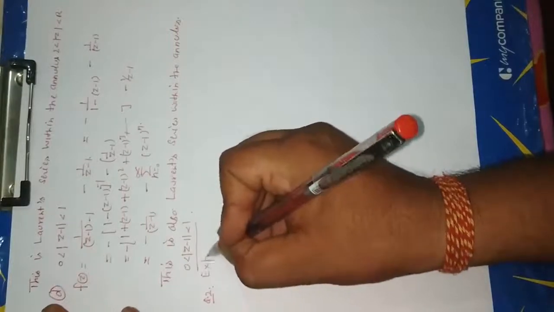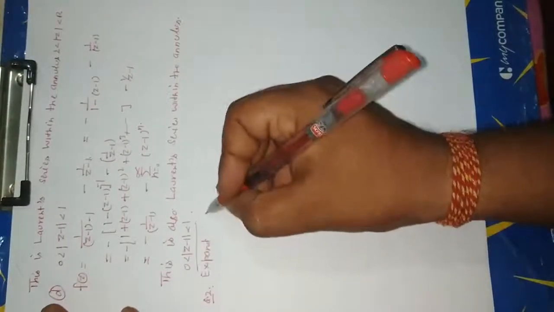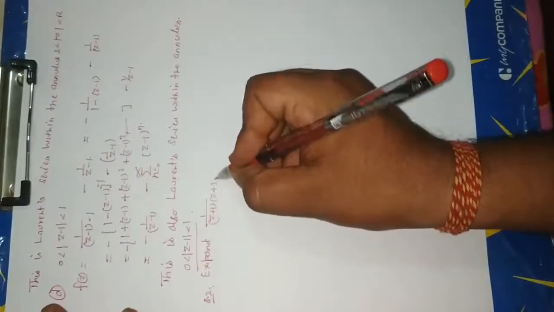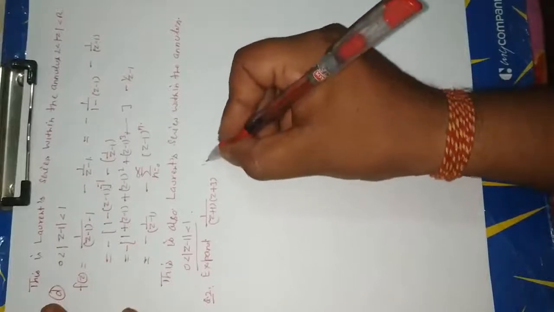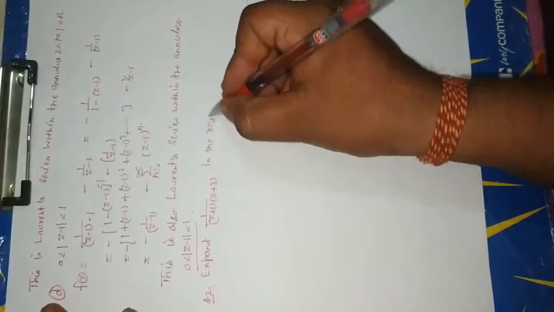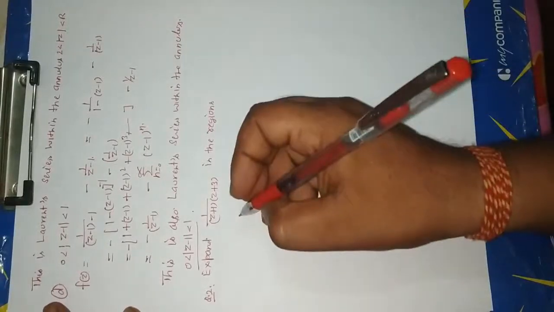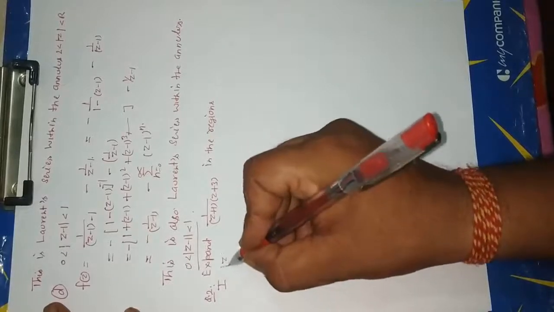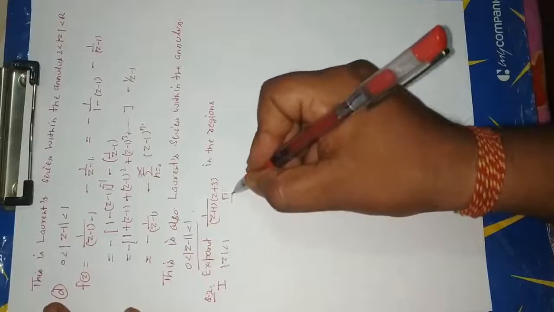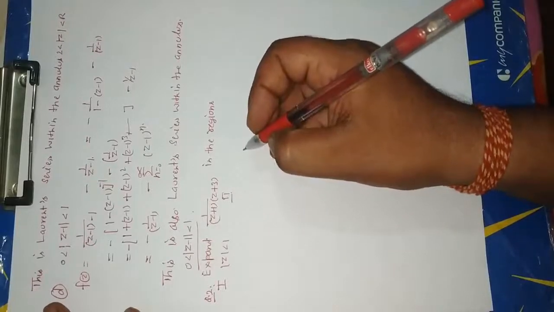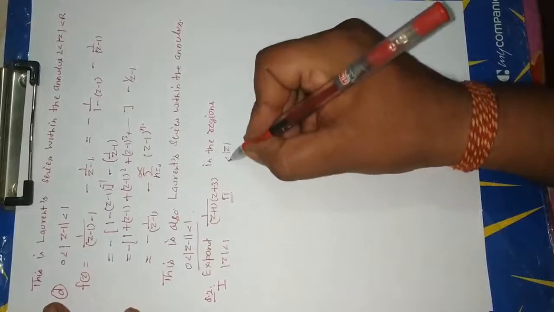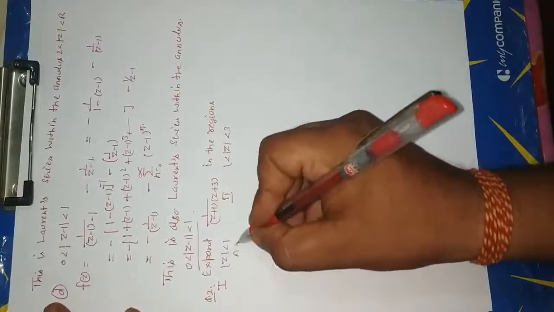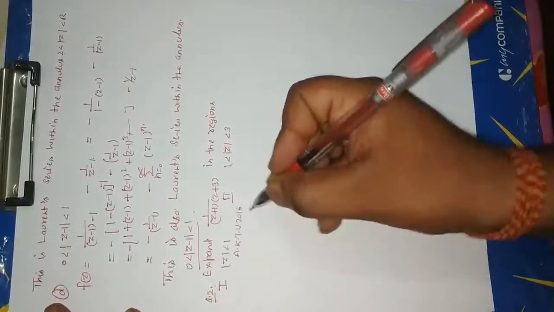Expand 1 upon (z + 1)(z + 3) in the regions: first part, |z| < 1; second part, 1 < |z| < 3. The first part has come in AKTU 2016.